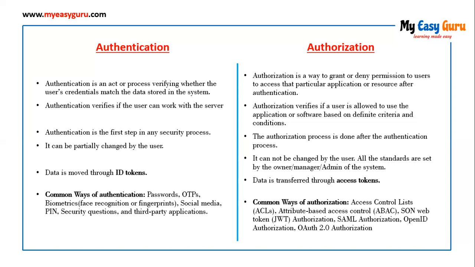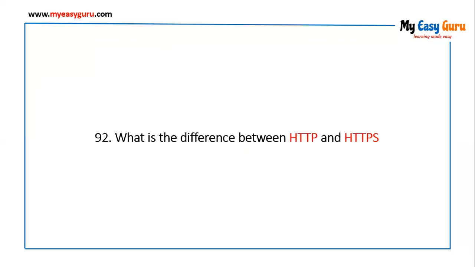So in authentication, we can say that it is the very first step in any security process, while authorization is followed by the authentication. Authentication verifies if the user can work with the server, while there are definite criteria and conditions in authorization. Hence, it verifies if the user is allowed to use that particular application. So let's move forward to the next question.